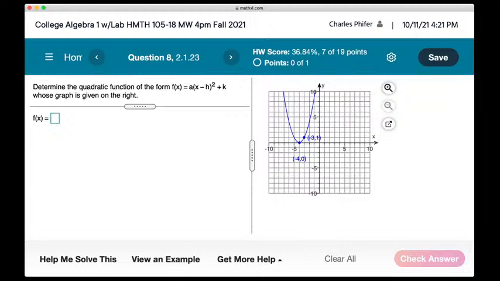Okay, so standard form. They give us the vertex and a point on the graph. So let me take some notes. This is basically a repeat, another way of saying the same thing from before. This is question number 8, from section 2.1, question 23. We're given that the vertex looks like negative 4 comma 0, and it's passing through what looks like negative 3 comma 1.